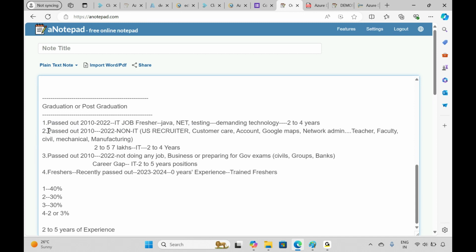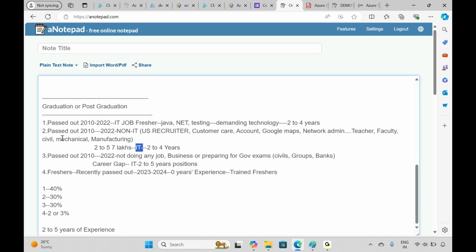Second category, they also passed out in this year range, but immediately they were working in non-IT jobs, like US recruiter, customer care, accountant, Google Maps, network admin, teacher, faculty, civil, mechanical, manufacturing, any jobs. Even if they work for 2 to 5 years in non-IT, their maximum package is 7 lakhs only. So to improve their career from a salary point of view and a growth point of view, they want to shift from non-IT to IT.